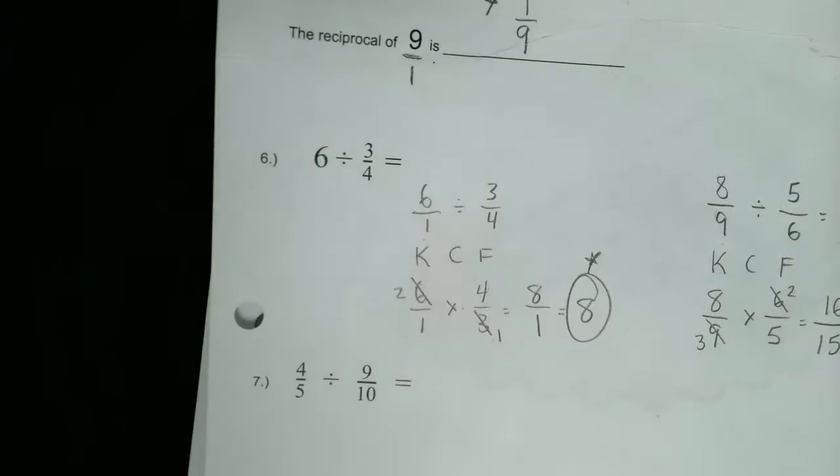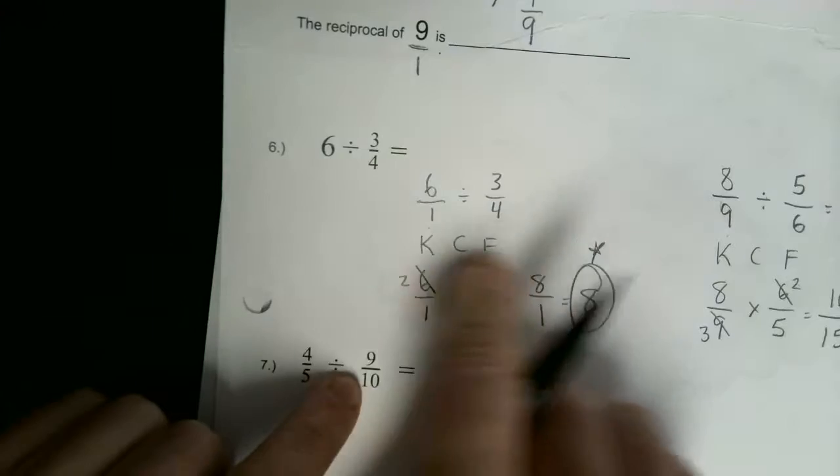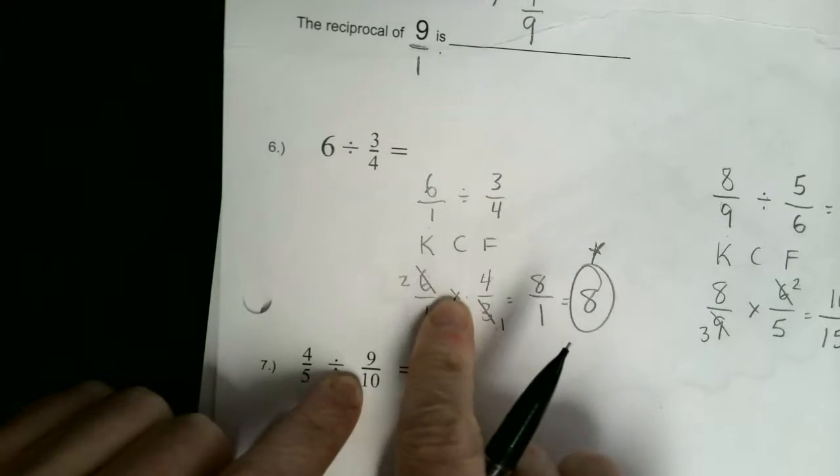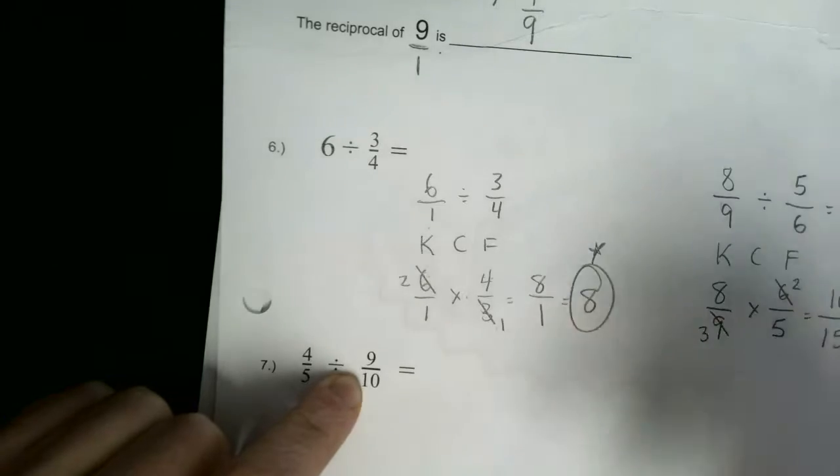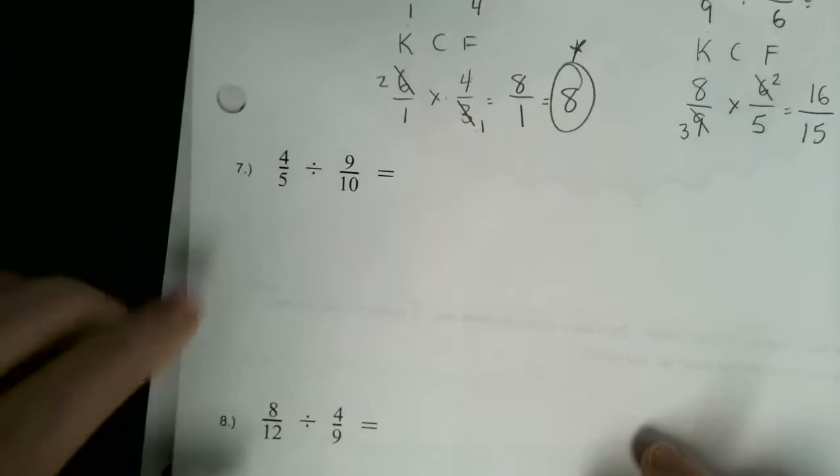You should have gotten 8 if you got 8. Nice. If you didn't, remember, fix them. Don't leave them incorrect. If you got it wrong, something might have happened with keep, change, flip. You got to make sure you write these letters, keep, change, flip. If you got 24/3, well, 24 divided by 3 is still 8. Still 8, no matter what.